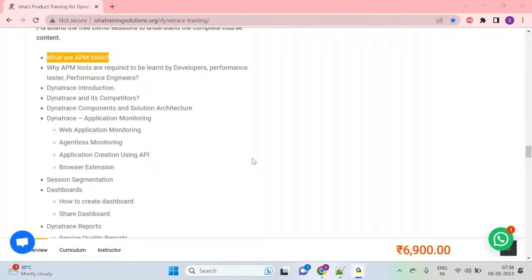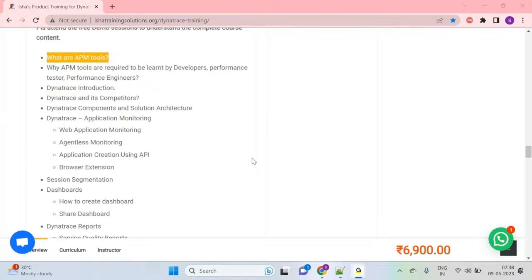Because that is a fundamental understanding, right? That is a basic. Why do we have to learn this tool? What are all the different capabilities that are there? In what way is this tool actually better than the remaining tools in the industry? All this understanding we are going to get. So APM tools, what are all the core capabilities that are there?